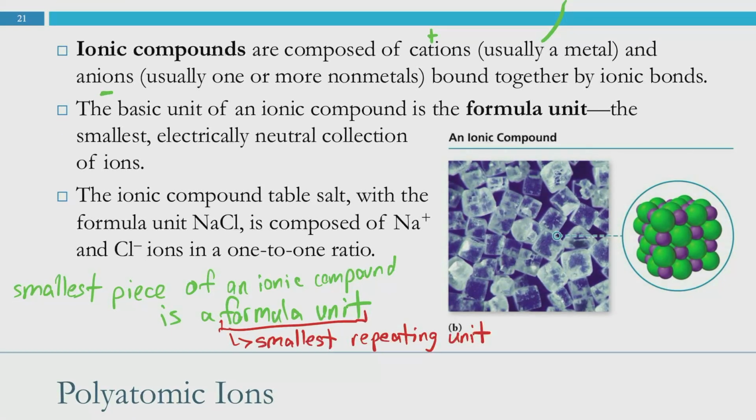Another thing with ionic compounds is for ionic compounds, we always write the empirical formula. It's always the simplest ratio of the ions to each other.